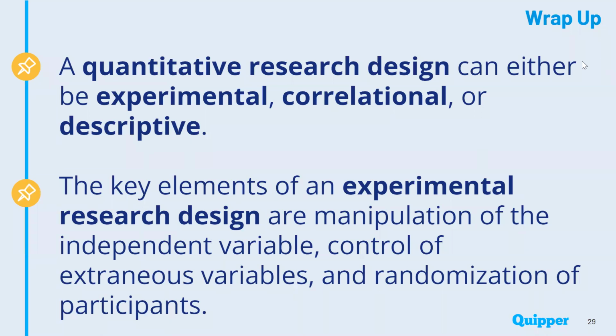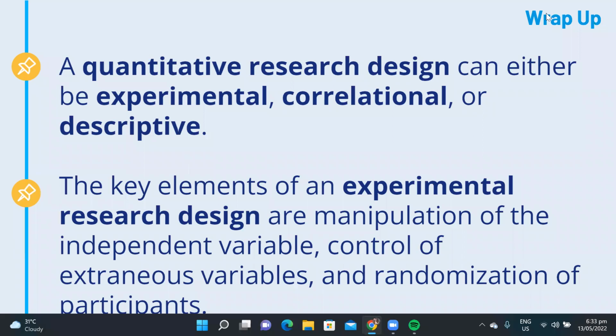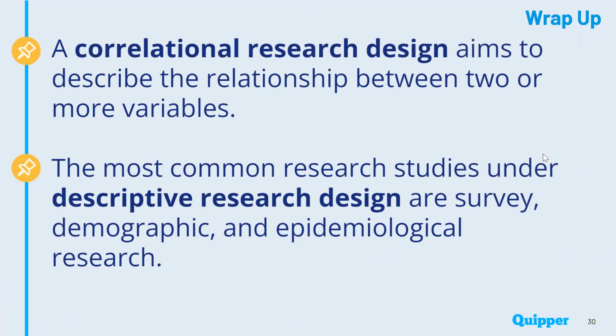Okay, so just to wrap up, a quantitative research design can either be experimental, correlational, or descriptive. The key elements of an experimental research design are manipulation of the independent variable, control of extraneous variables, and randomization of participants. While correlational research design aims to describe the relationship between two or more variables. The most common research studies under descriptive research design are survey, demographic, epidemiological research.